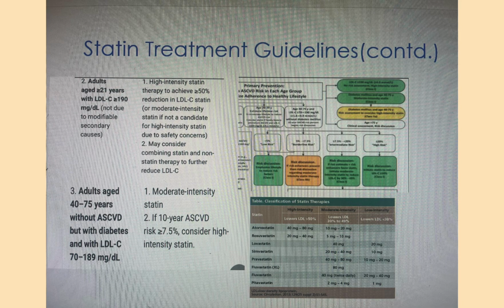Next group is in the picture on the top right. There is the first row, patients age greater than 21 years and LDL is greater than 190. So in that group, even the risk assessment is not needed. The LDL reduction goal is greater than 50%. So high intensity statin. Again, high intensity statin is in the table. Rosuvastatin 20 milligram to 40 milligram, atorvastatin 40 milligram to 80 milligram. And if there is any safety concern, use moderate intensity statin. And they are advising adding non-statins if the LDL goal is not achieved.